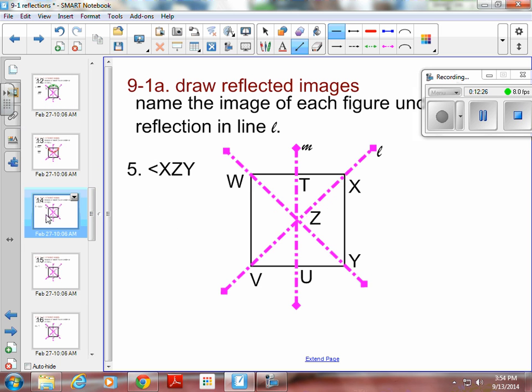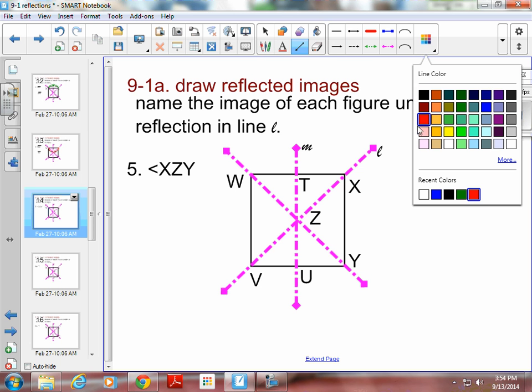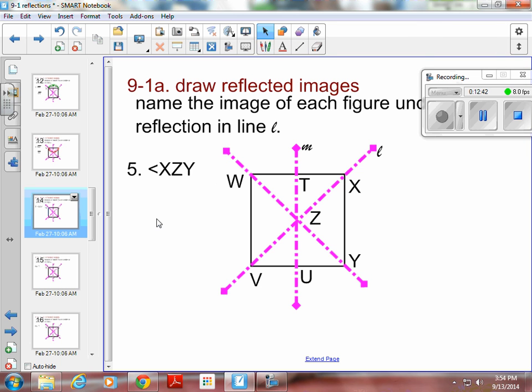Let's try another one of those. So now we've got an angle. So if we've got an angle, we'll go point by point. So X across line L. X is on line L, so X stays where it is. So this is going to be the angle, and the X is going to stay. Then we're going to go to Z. Z reflected across line L. Well, Z is on line L also. So that one's going to stay Z.